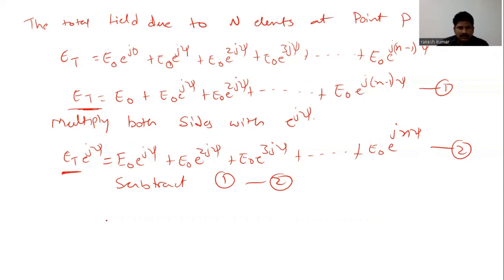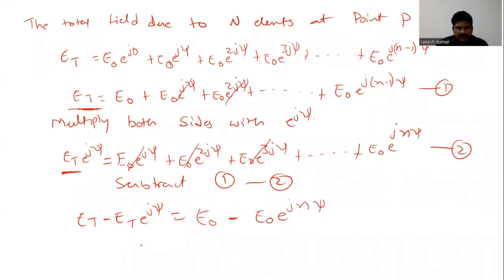So what will you get here? Equation 1 minus equation 2: Et minus Et into e to the power of j psi is equal to... If I subtract here, both will get cancelled. E power j psi will get cancelled, this one will get cancelled, this one will get cancelled. Everything will get cancelled, but the final terms that remain are e naught minus e naught into e to the power of j n psi. Okay, so this is the final expression.